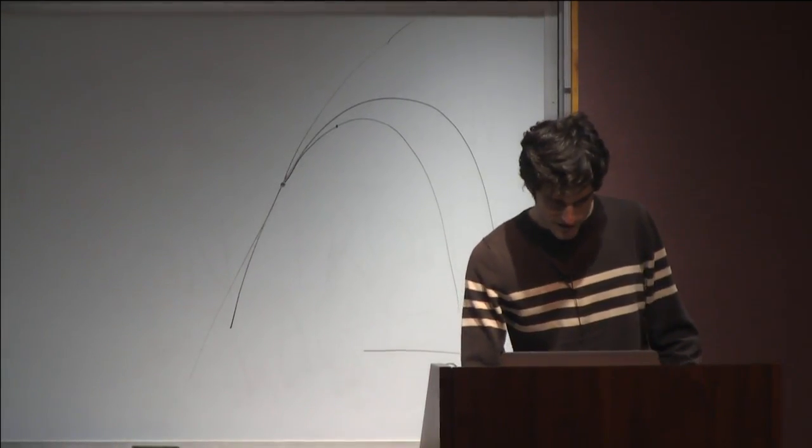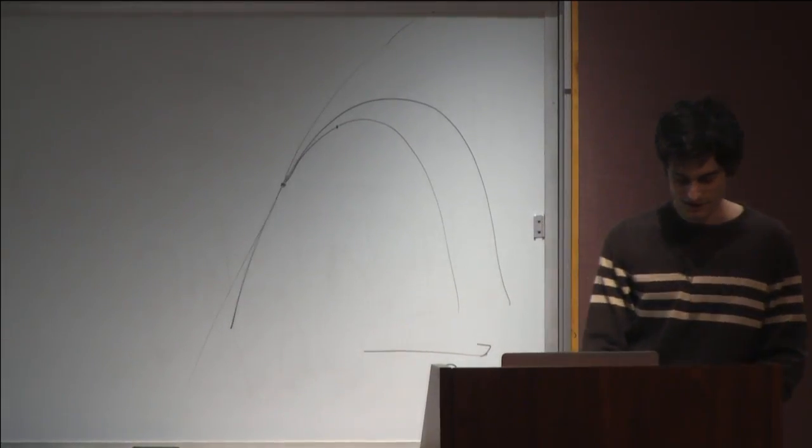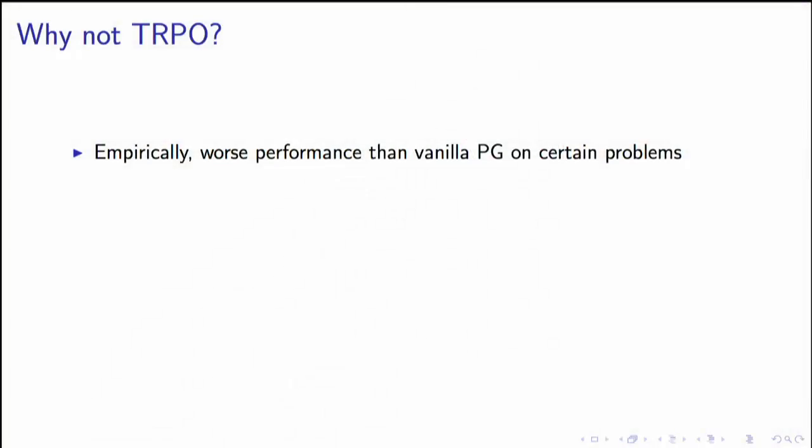All right, so why aren't we done with TRPO? Well, unfortunately, empirically it's worse than the vanilla policy gradient on certain problems, and this is for reasons that aren't fully understood. On Atari, it's never really done as well as A2C or A3C when those algorithms are well tuned. So there's something going on that isn't quite captured by TRPO, and in other cases.